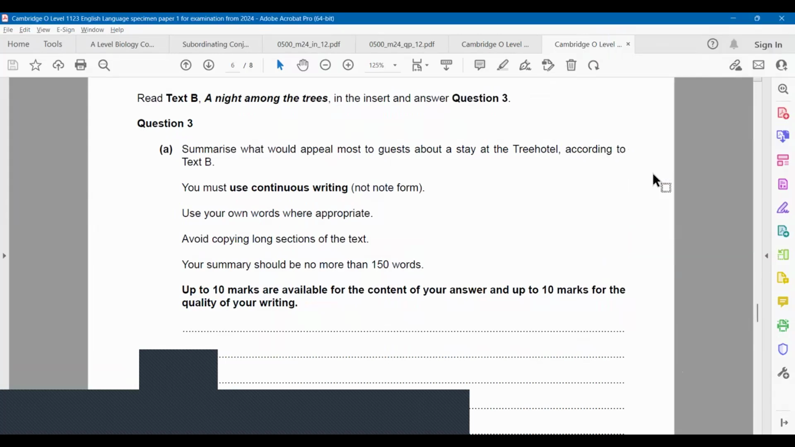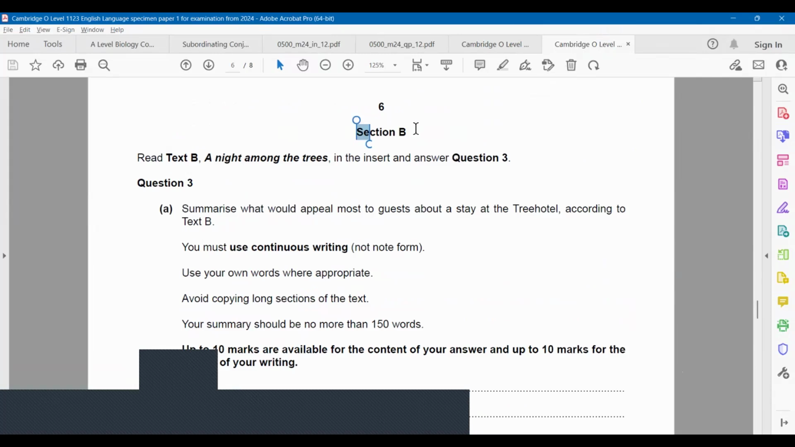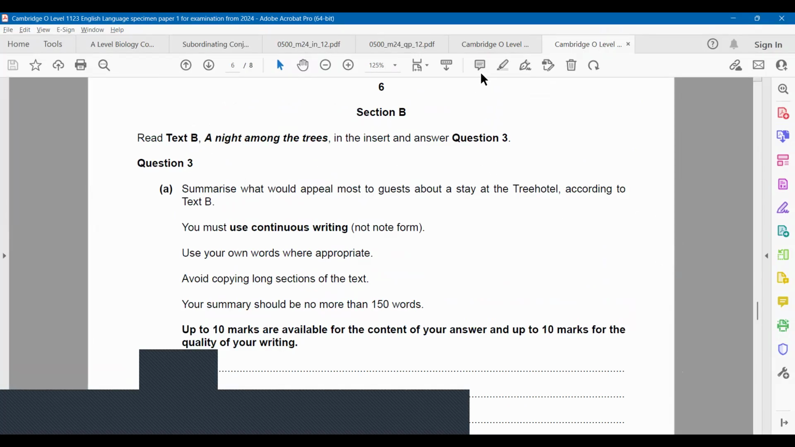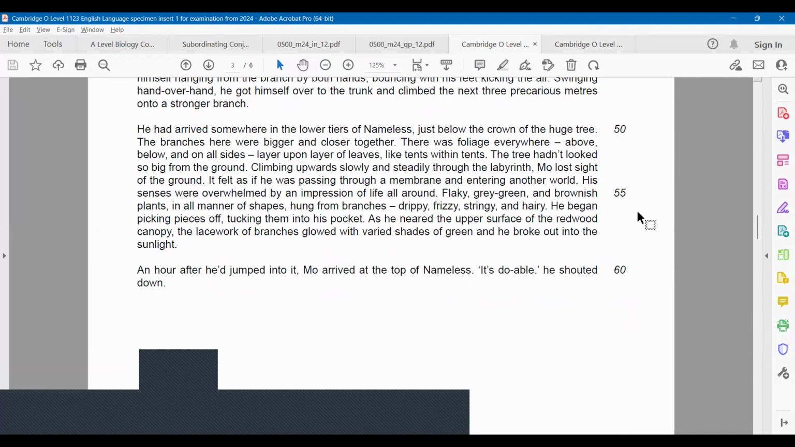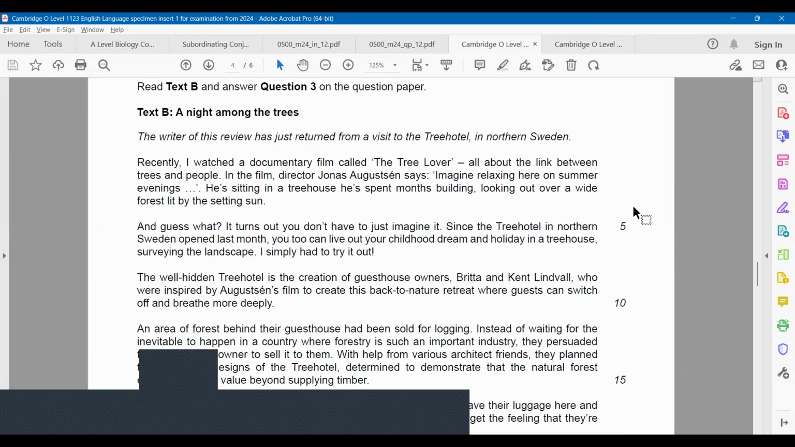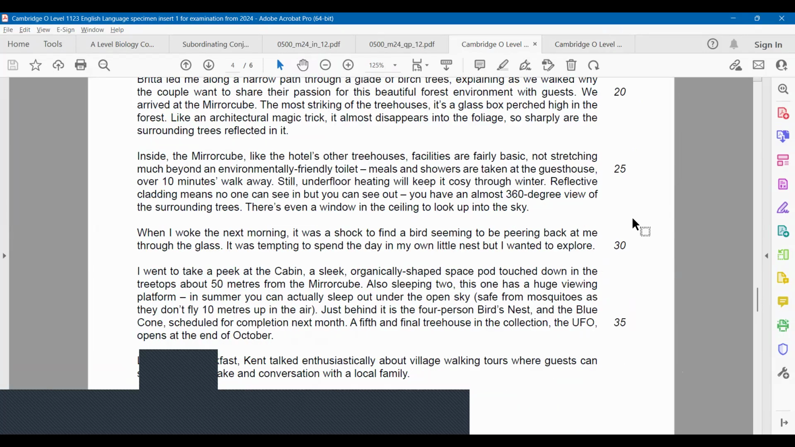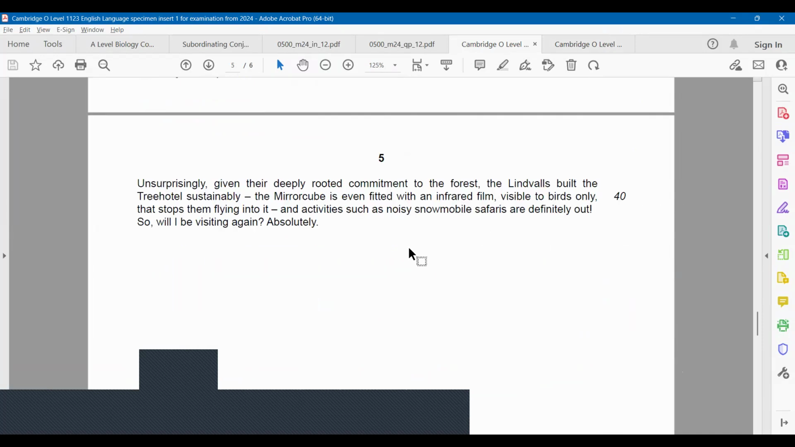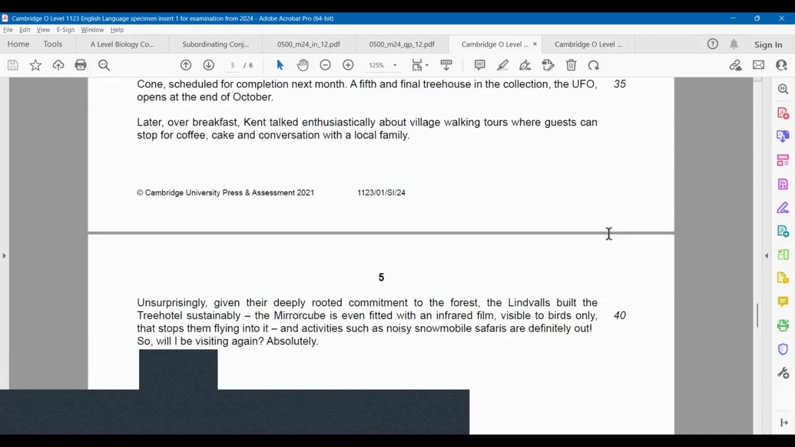All right, so the next question, which is section B, is the summary. It's pretty straightforward. You go to text B, and that's this one over here. It's not a very long text. It's like 42 lines only.